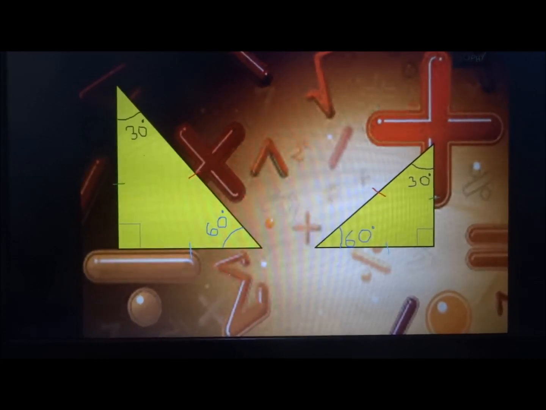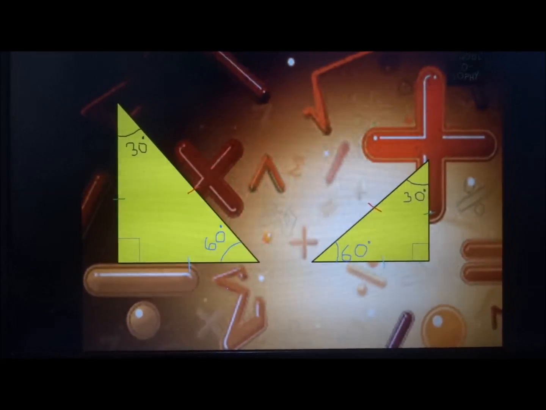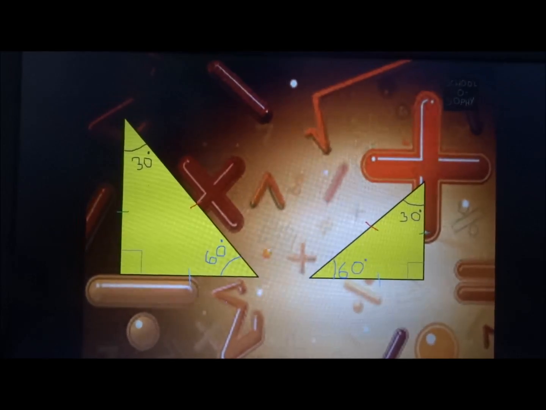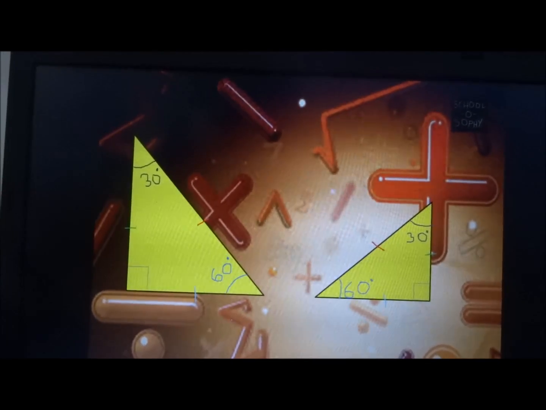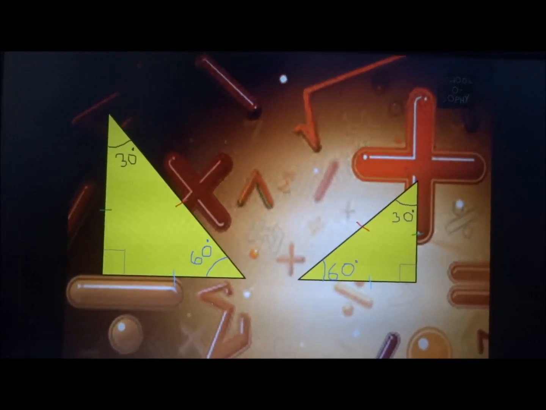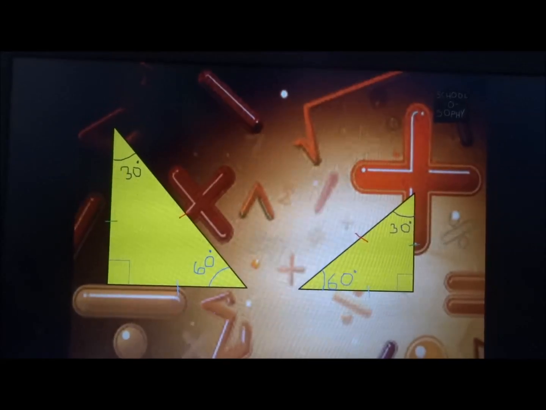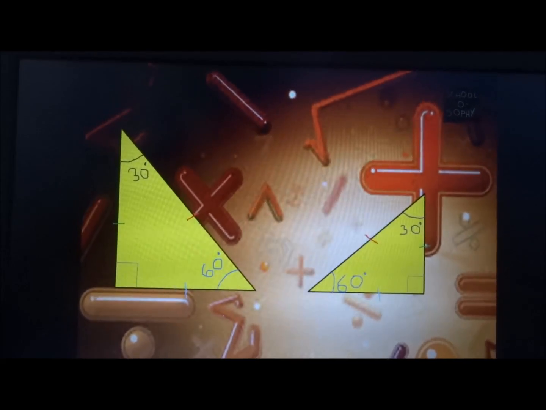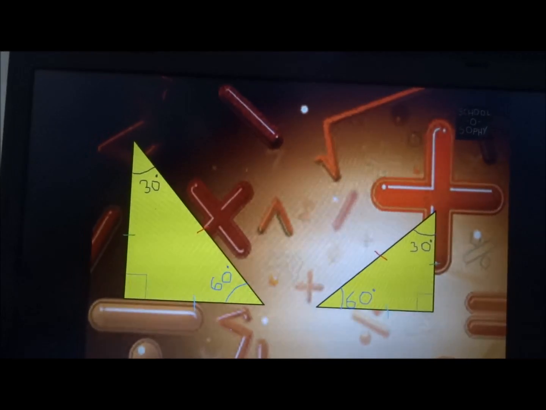And this is important for any other shape that might come, because many of the times the shapes are twisted, flipped and turned to confuse us. But we need to remember that we need to see the position of the sides and then conclude whether it is similar or not.